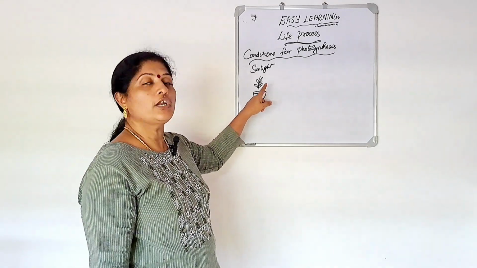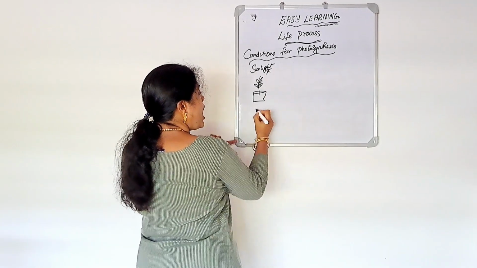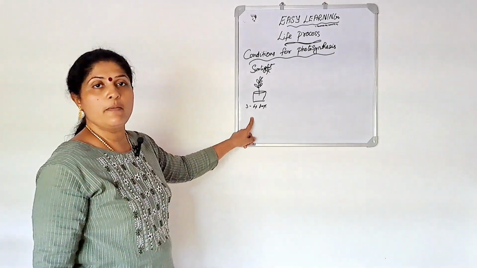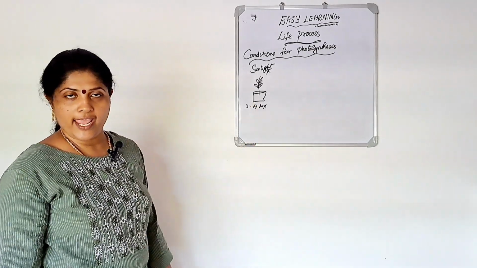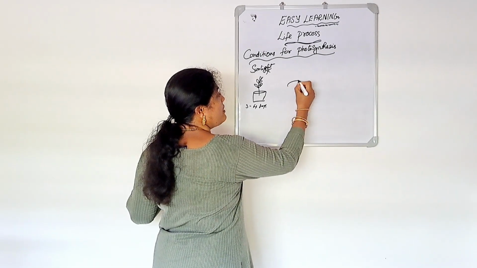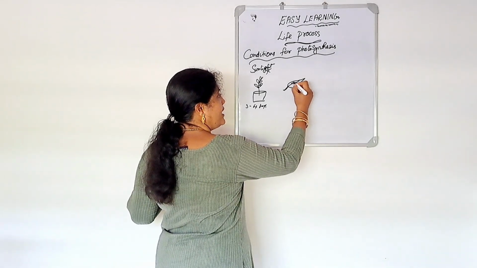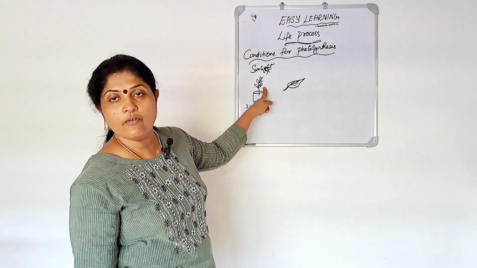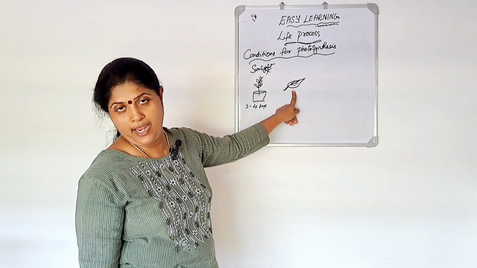Then we will keep this potted plant under sunlight for about 3 to 4 days. After 3 to 4 days, we will remove the aluminum foil which is covered on that particular leaf, and then we will pluck that leaf to do the experiment.